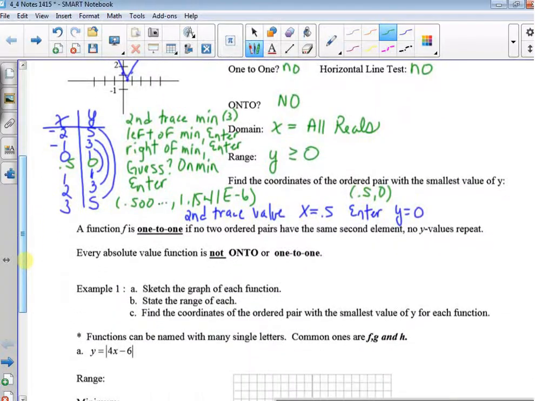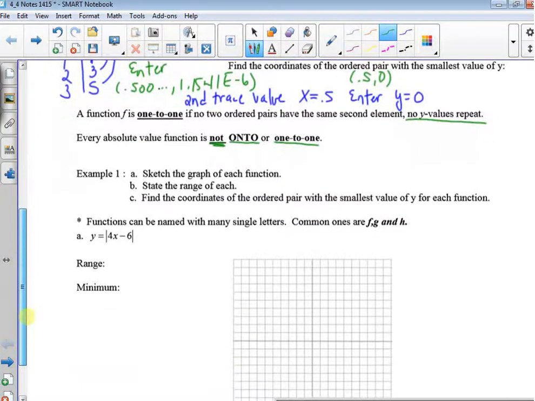So a function, again, is 1 to 1 if no two ordered pairs have the same second element, so no y values repeat. So this is not 1 to 1. And every absolute value function is not onto or 1 to 1.